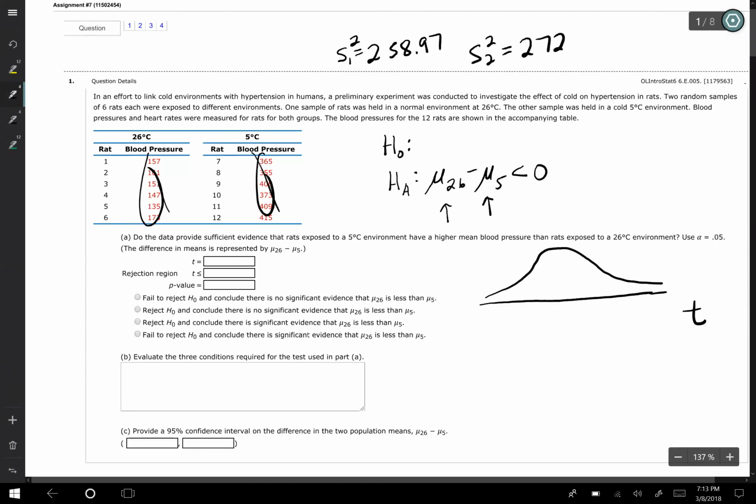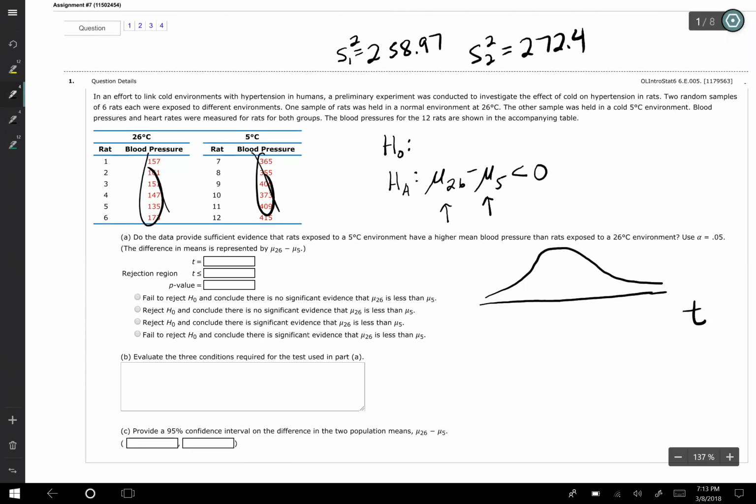272.4. Okay, and those are actually pretty close. If you take the square root of each of those, they were both 16 point something. So the larger is not a factor of 2 bigger than the smaller, and so the pooled t-test would be reasonable here.